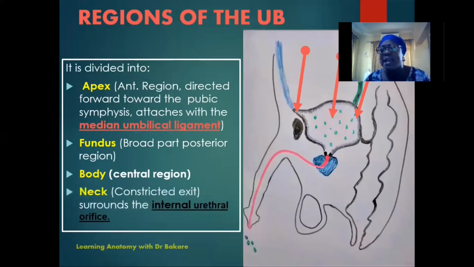And we have the neck. The neck of the urinary bladder is the inferior constricted part of the urinary bladder. And it is at this point that urine empties into the urethra. And this is the urethra. So it's like a constriction that helps to narrow down the exit point of the urinary bladder so as to allow the passage of the urine through the urethra. This is the neck of the urinary bladder. So these are the regions of the urinary bladder that we have highlighted.